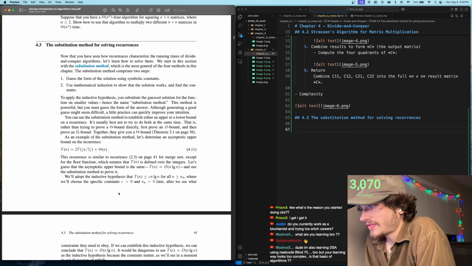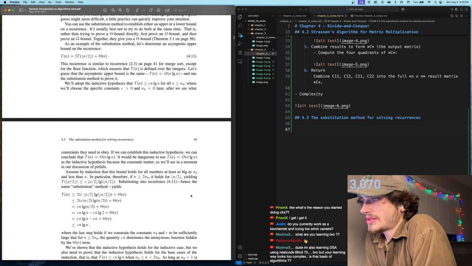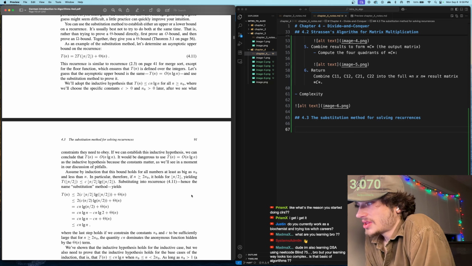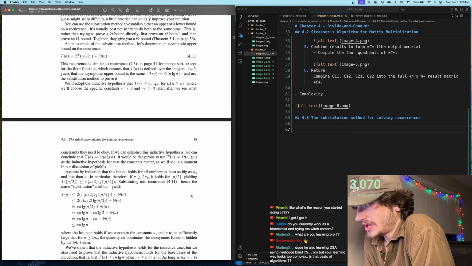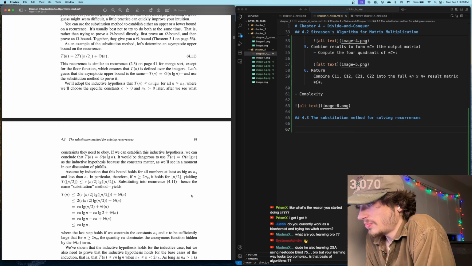We'll adopt the inductive hypothesis that T(n) ≤ c n log n for all n ≥ n₀, where we'll choose the specific constants c > 0 and n₀ > 0 after we see what constraints they need to obey. If we can establish this inductive hypothesis, we can conclude that T(n) = O(n log n). It would be dangerous to use T(n) = O(n log n) as the inductive hypothesis because the constants matter, as we'll see in a moment in our discussion on pitfalls.